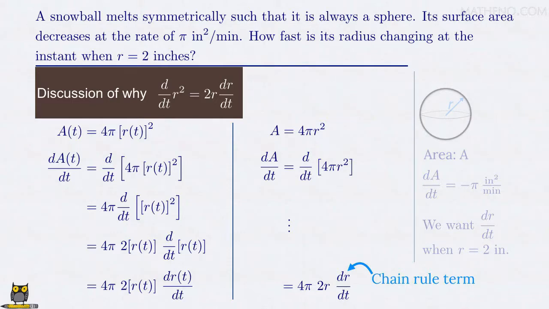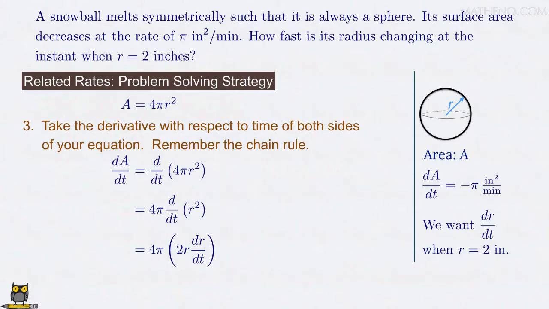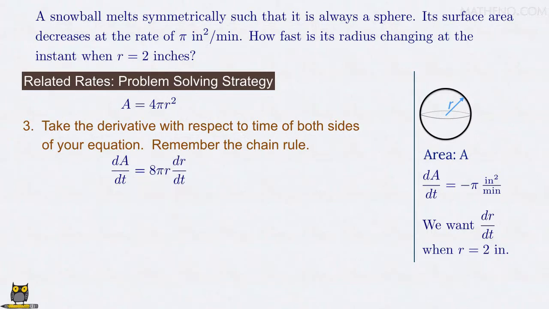So with that, let's return to where we were in our solution. Simple multiplication of 4 times 2 gives us 8, and so we have 8 pi r dr/dt. And that completes the third step of our problem-solving strategy, since we now have the relation between dA/dt and dr/dt that we need.